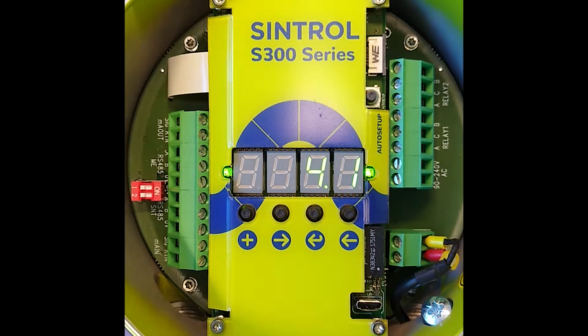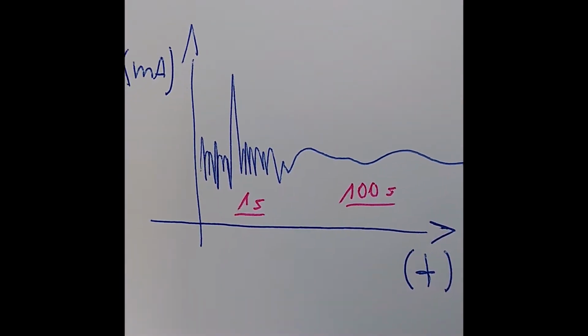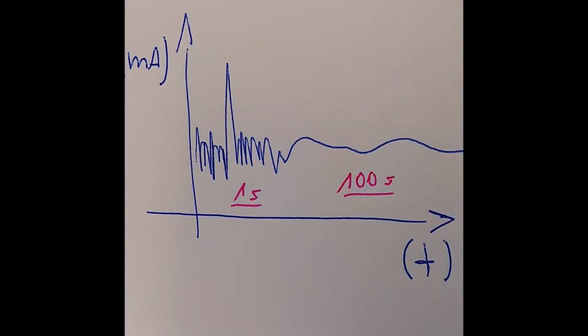Parameter 2, averaging time. The averaging time is the time span over which the instrument will calculate the output of your measurement value. That means it will calculate the running average over the raw values which are measured. So if you have a very short averaging time, you will have a very nervous and fast signal, as we can see here, for example, for 1 second.